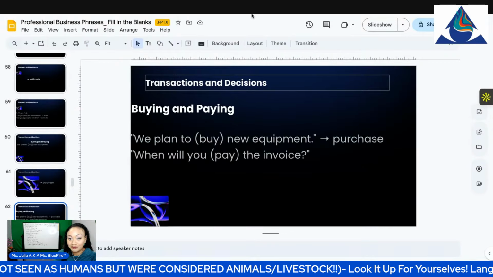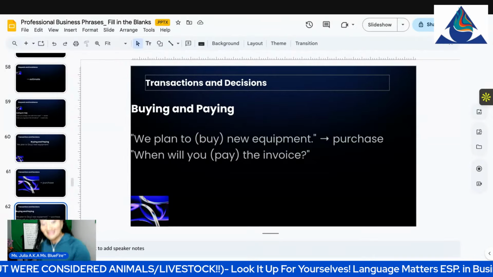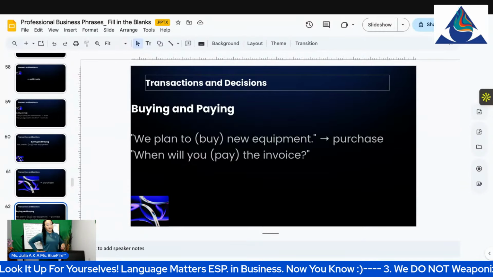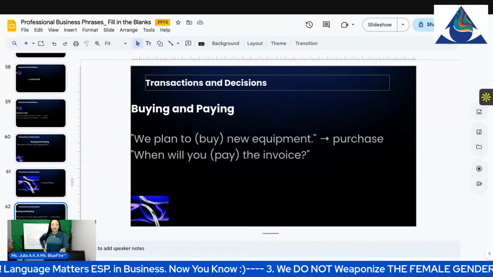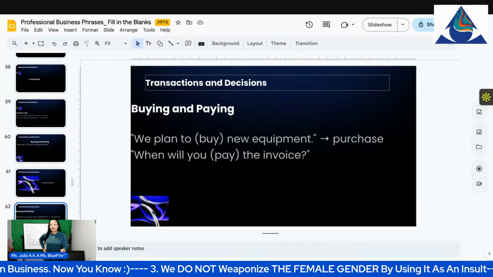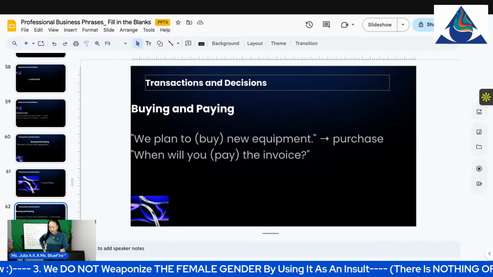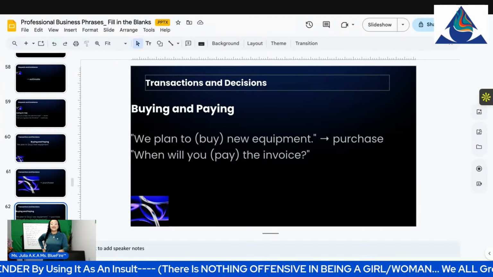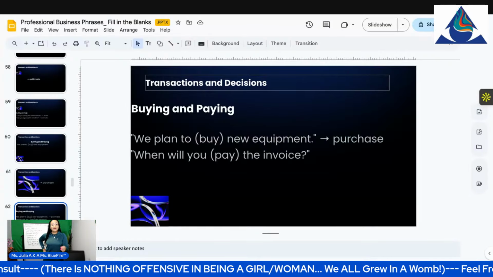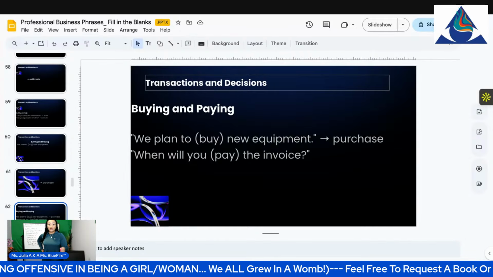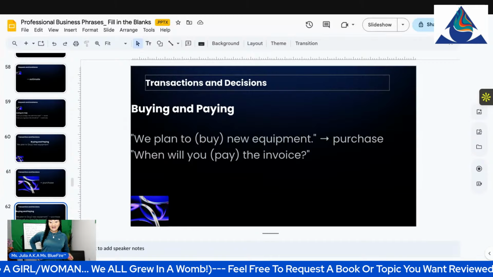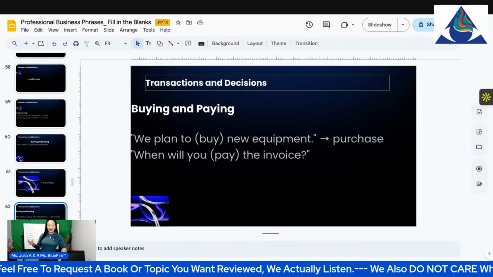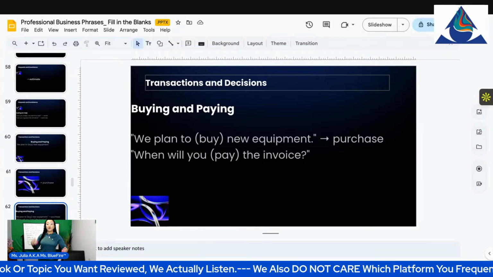Now, here is this. Pay. Remember, last week we talked about pay. In the context of what we're talking about, we said compensate. Clearly you can't use compensate with "will you compensate the invoice?" It doesn't make any sense. But "will you pay her," or "were you paid by her? Was she compensated? Will you compensate her?"